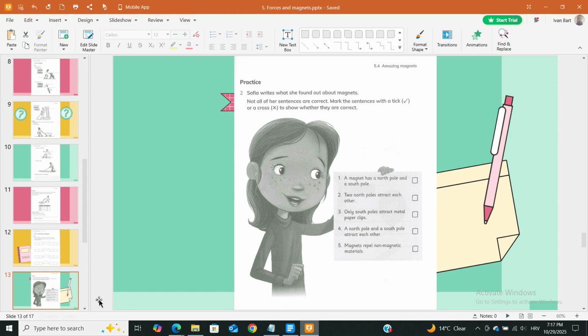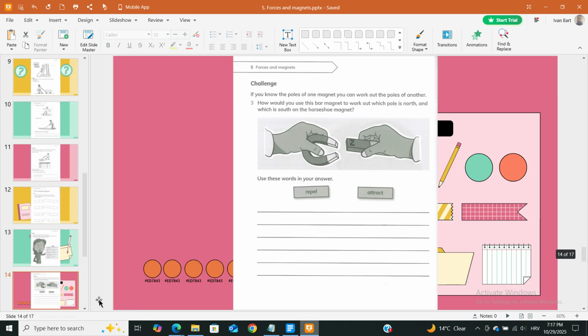1. A magnet has a north pole and a south pole. 2. Two north poles attract each other. 3. Only south poles attract metal paper clips. 4. A north pole and a south pole attract each other. 5. Magnets repel non-magnetic materials. 5 Forces and magnets. Challenge.